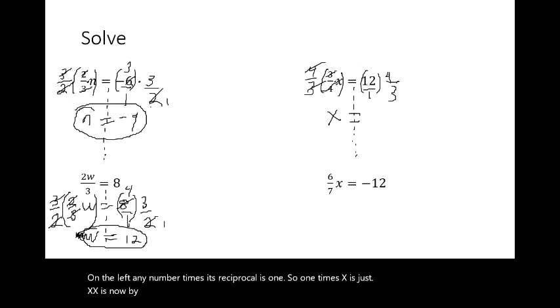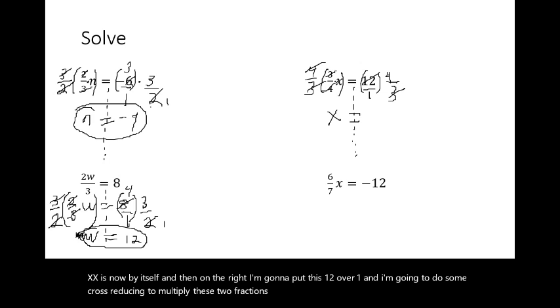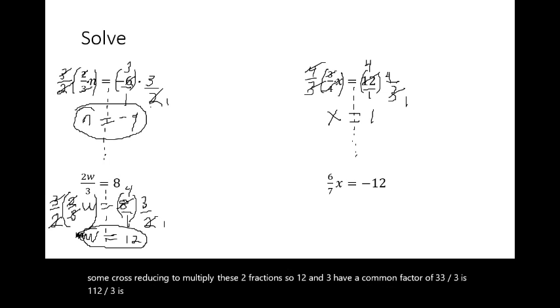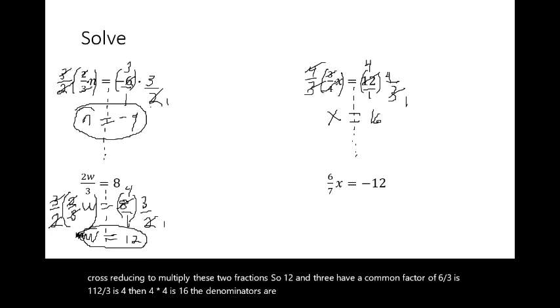And then on the right, I'm going to put this 12 over 1, and I'm going to do some cross-reducing to multiply these two fractions. So 12 and 3 have a common factor of 3. 3 divided by 3 is 1. 12 divided by 3 is 4. Then 4 times 4 is 16. The denominators are just 1, so 16 over 1 is just 16. So x equals 16 is now your final answer.